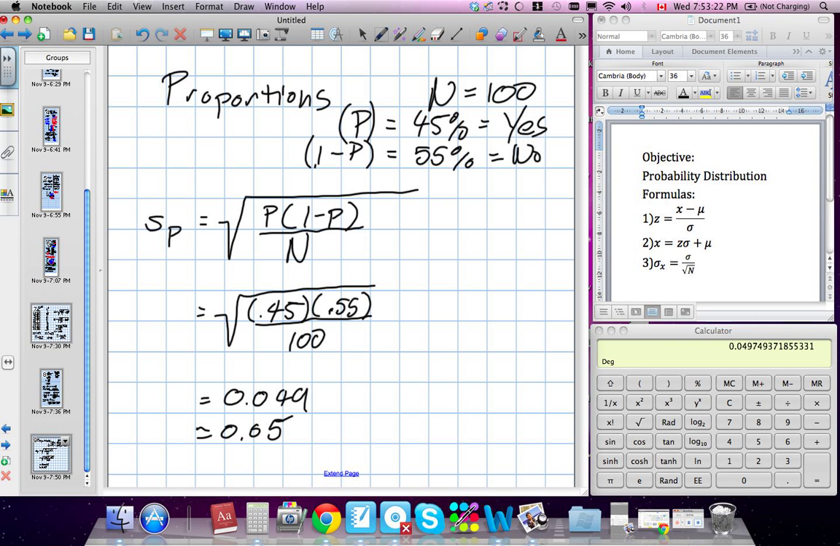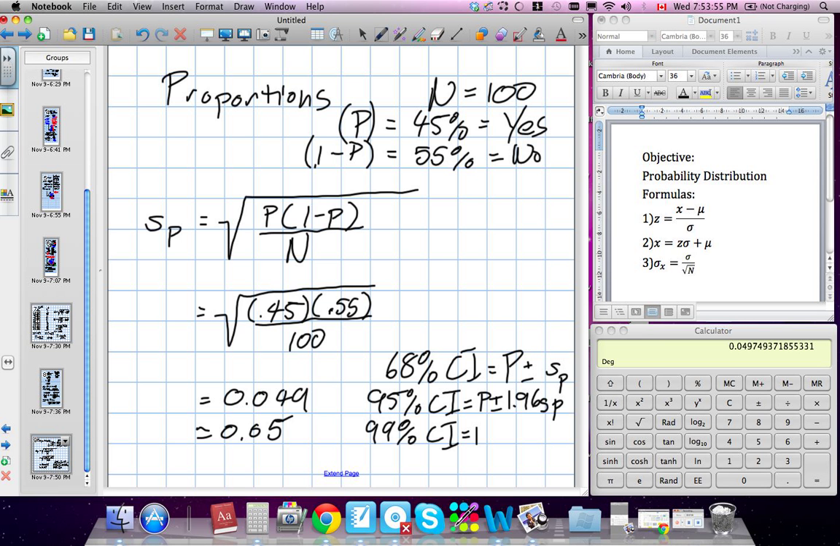Now, if you remember with our confidence intervals, the confidence interval of 68% was, in this one, going to be the proportion. They usually use mean plus or minus standard error. This is standard error proportion. The 95% confidence interval is the proportion plus or minus 1.96 times standard error. And the 99% confidence interval is our proportion, which is 45, plus or minus 2.58 of the standard error.